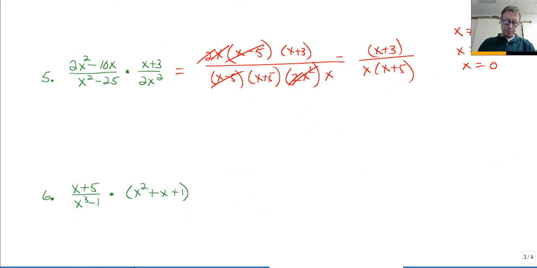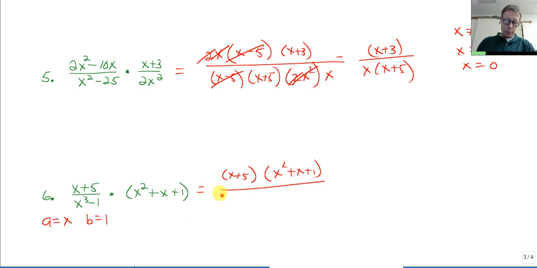Next problem. Let's factor and combine the numerators. So I would have x plus 5, and x squared plus x plus 1, two numbers that add to 1 and multiply to 1. Well, those don't exist, so that would be my numerator. And my denominator would be the factored form of x cubed minus 1. So in this case, a is equal to x, and the b part is equal to 1.